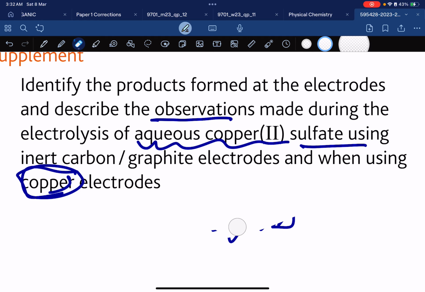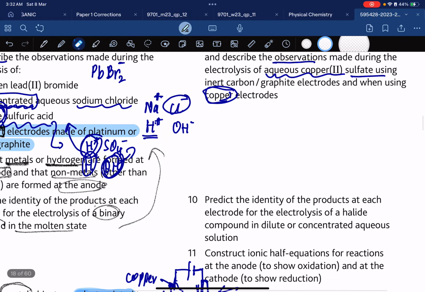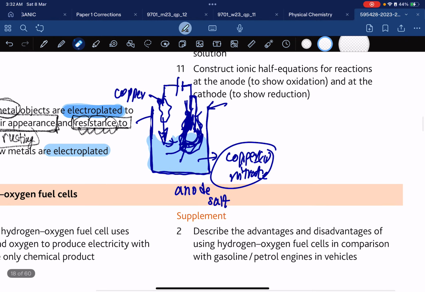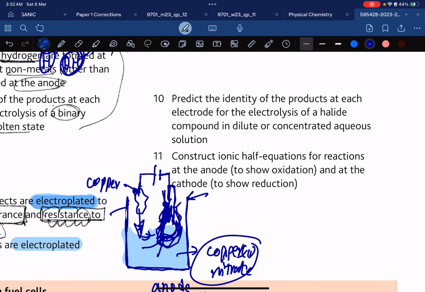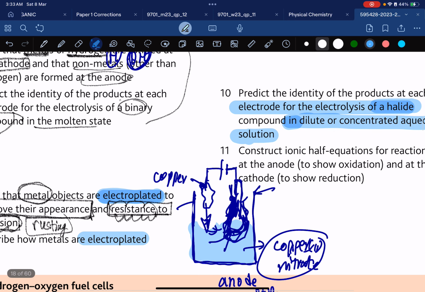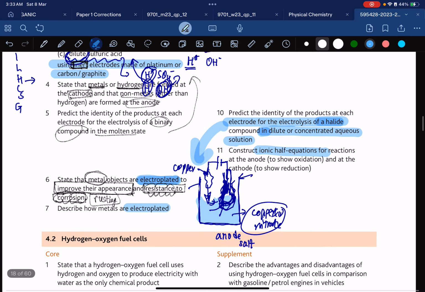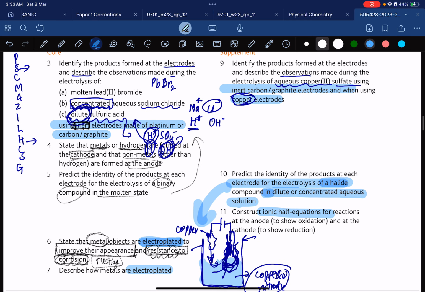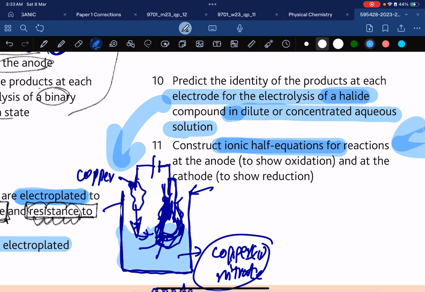Now I didn't really explain this because I feel like I can explain it better in a video. I have to finish this chapter real quick, that's why I'll finish it fast and then come and teach it again in a different video. Predict the identities of the product at each of the electrodes for the electrolysis of a halide compound in a dilute or concentrated solution. Basically just know your basics so that you can follow what I've taught here. Construct ionic half equations. So what I need to do is this part and this part in another video for sure, so we'll come back to them because they're a bit broader, but let me just give you a gist of it.